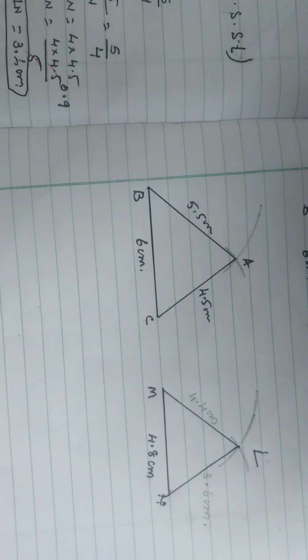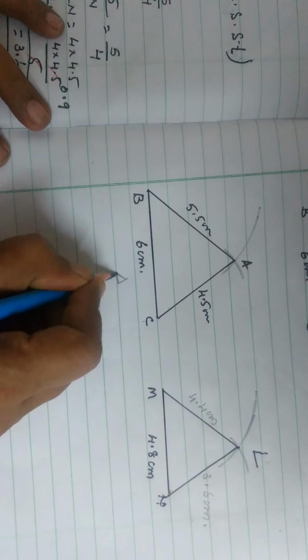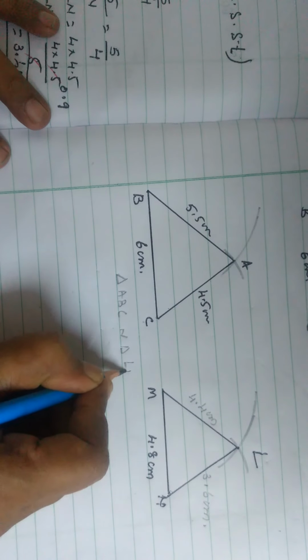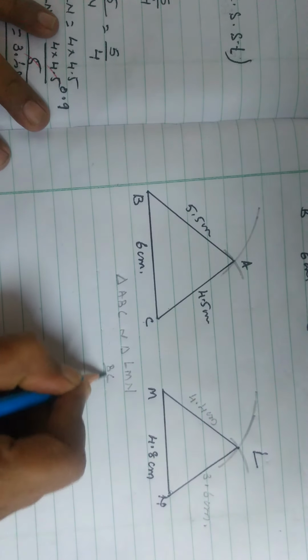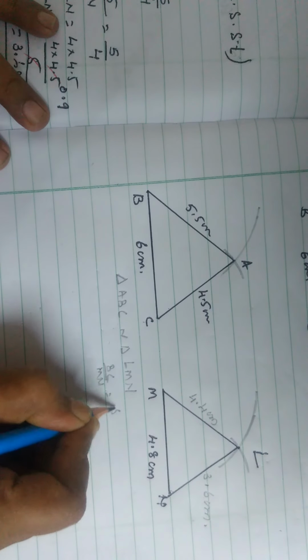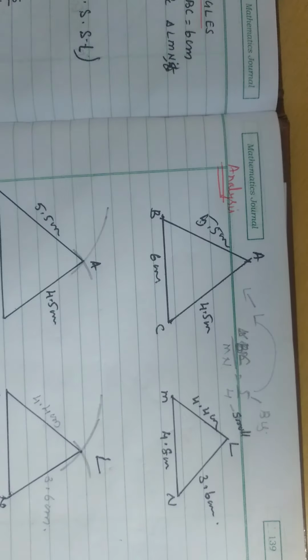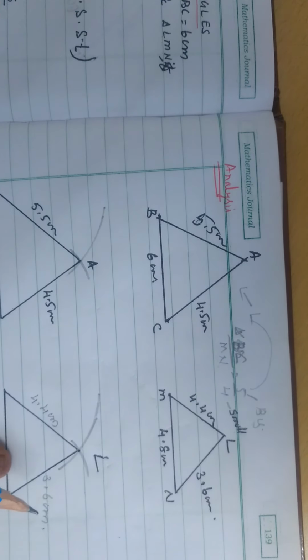Therefore we got the triangle. Now we have triangle ABC similar to triangle LMN. What is the ratio? BC upon MN is equal to 5/4. We are getting 4 triangles. This is the rough diagram, and this is the original construction.